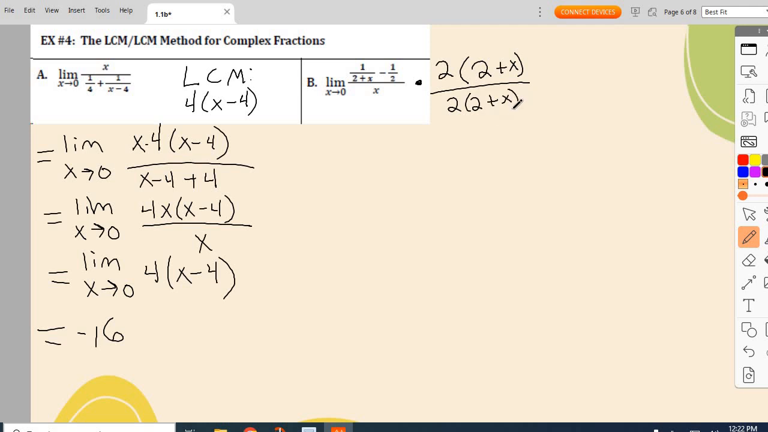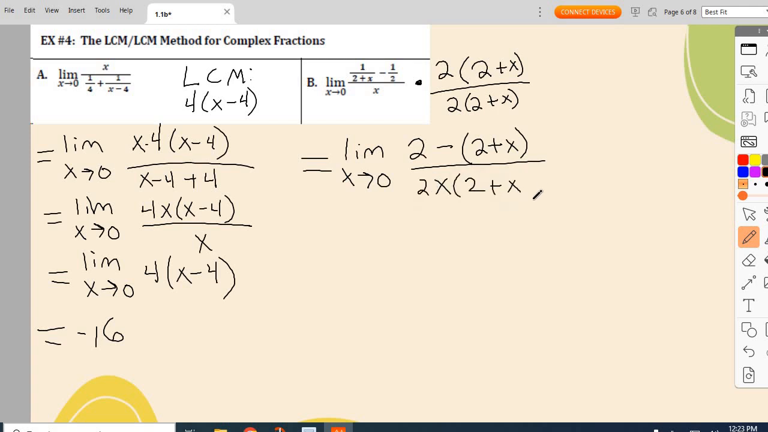So our least common multiple this time is 2 times 2 plus x. Just notice, if we plug in 0, we get an indeterminate form. So on top, my 2 times 2 plus x's are going to reduce. So I have a 2. On the second one, I have a 2 plus x. And then on the bottom, we have 2x times 2 plus x.